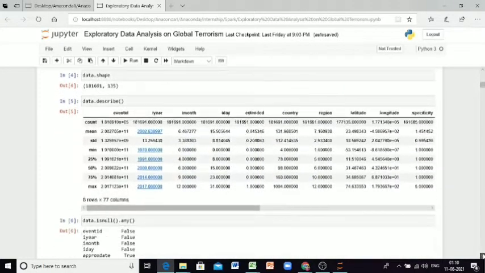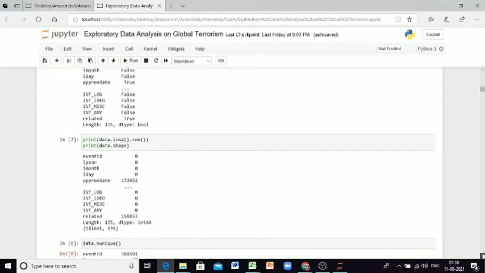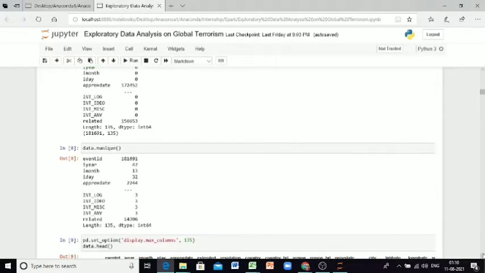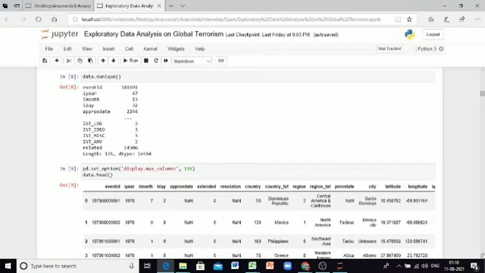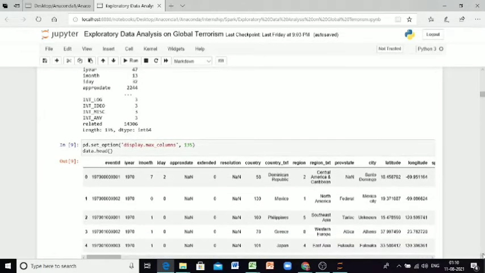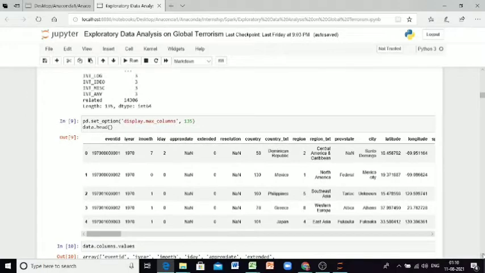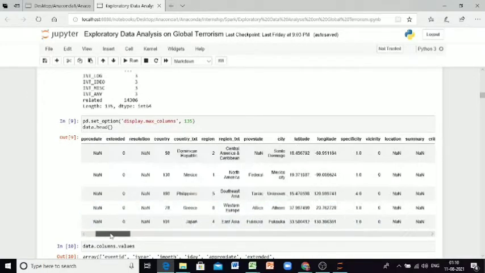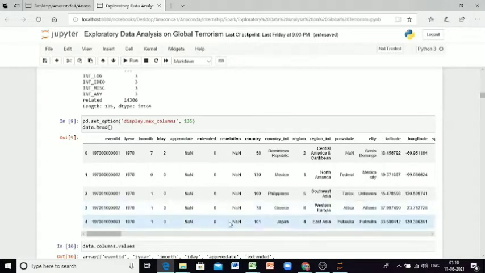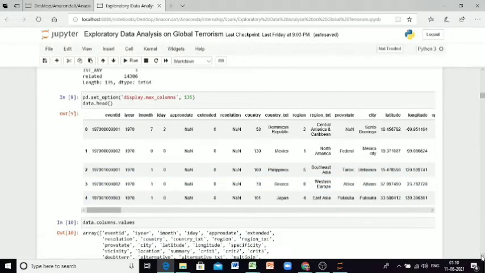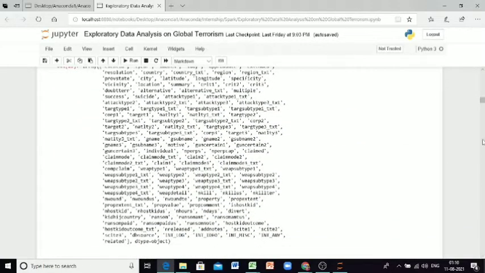Here, understanding the data, checking for the shape of the data, checking for null values and replacing all null values, checking for the unique values in the data set, displaying all the features available in the data set, checking for the names of the features, all the 135 features we are checking here.